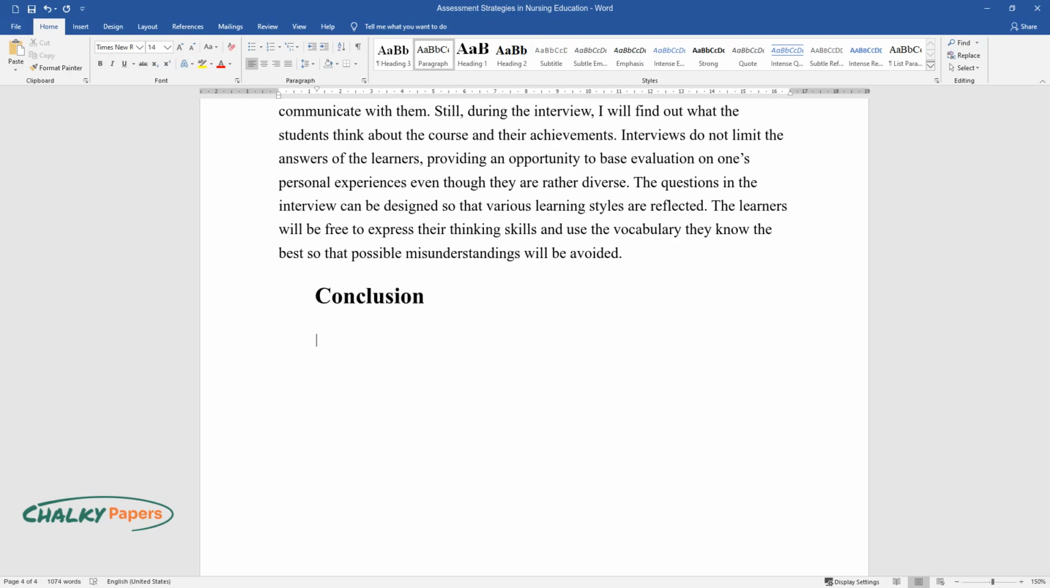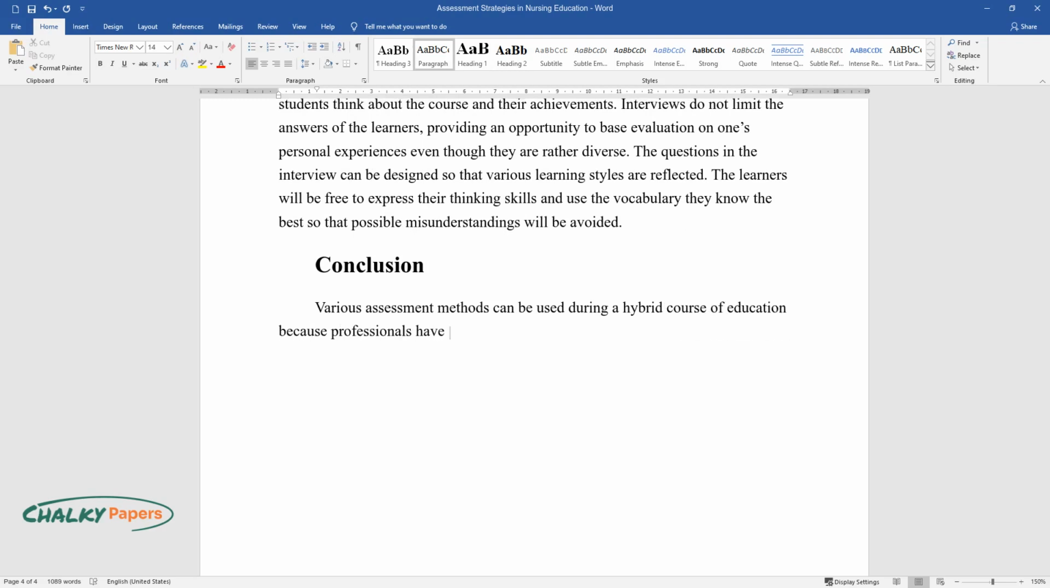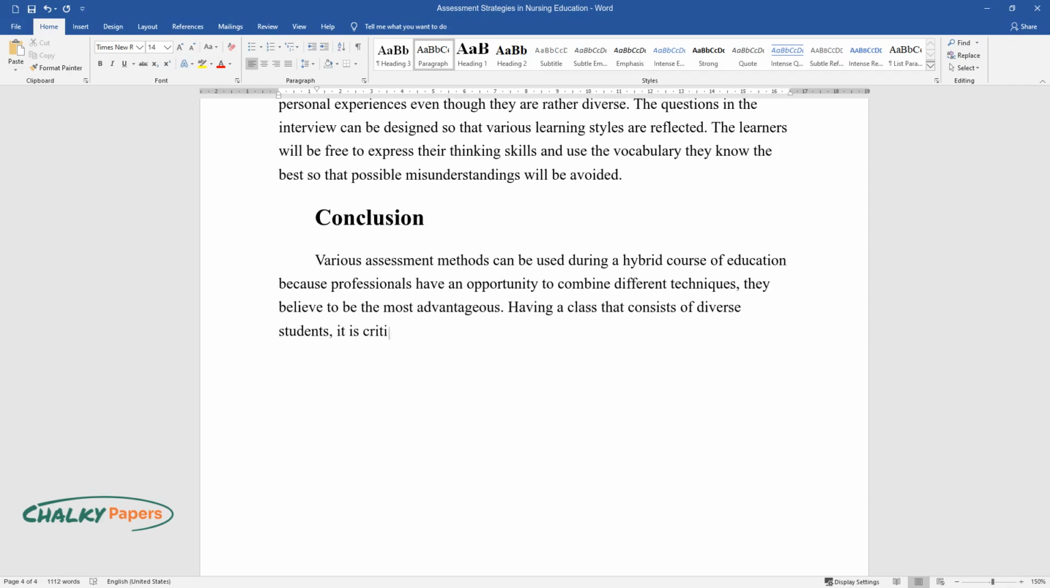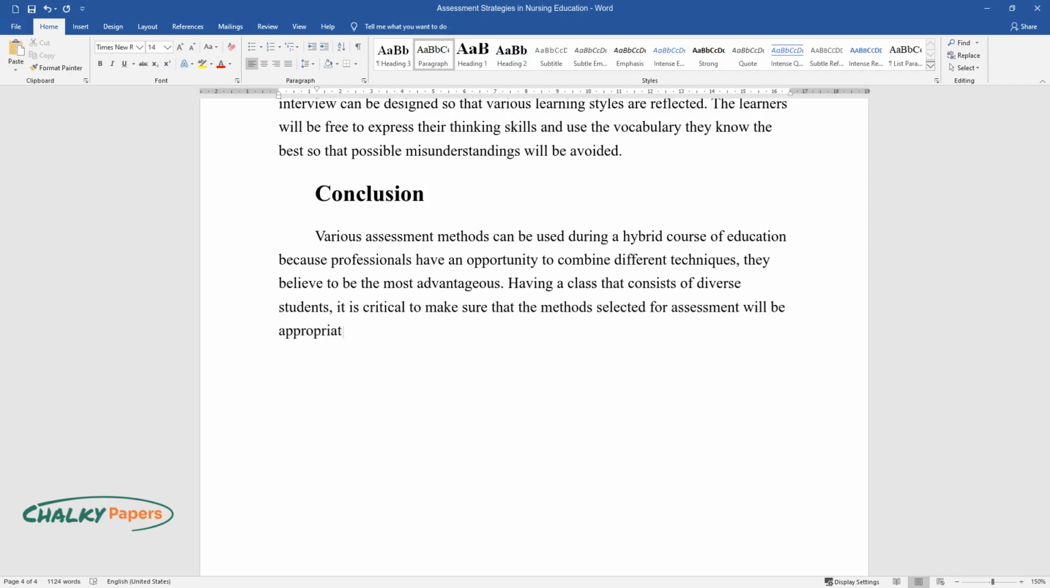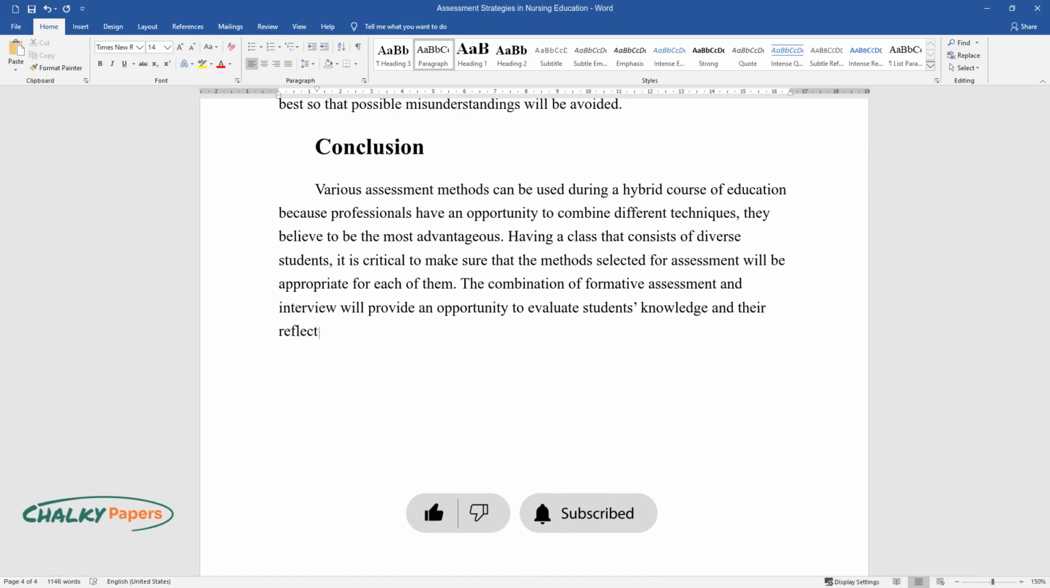Conclusion. Various assessment methods can be used during a hybrid course of education because professionals have an opportunity to combine different techniques they believe to be the most advantageous. Having a class that consists of diverse students, it is critical to make sure that the methods selected for assessment will be appropriate for each of them. The combination of formative assessment and interview will provide an opportunity to evaluate students' knowledge and their reflections on learning.